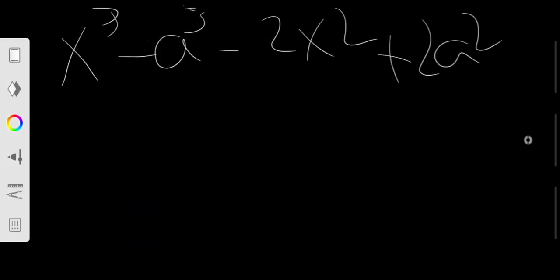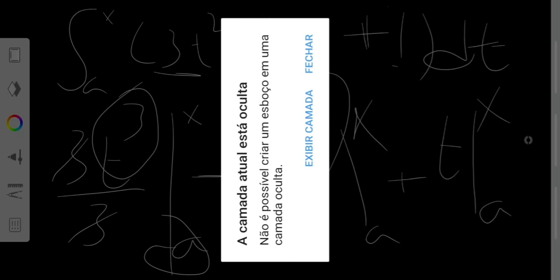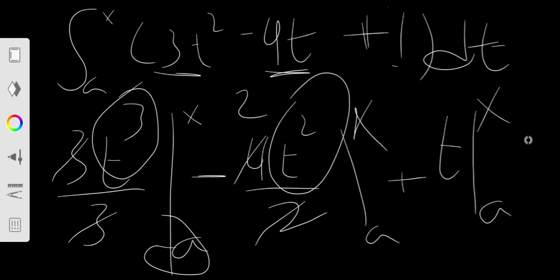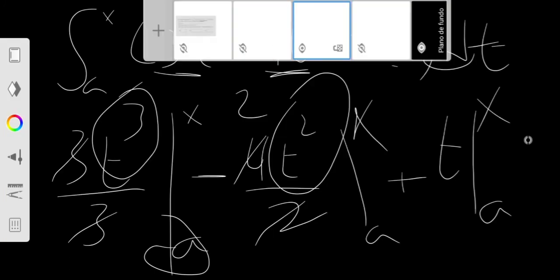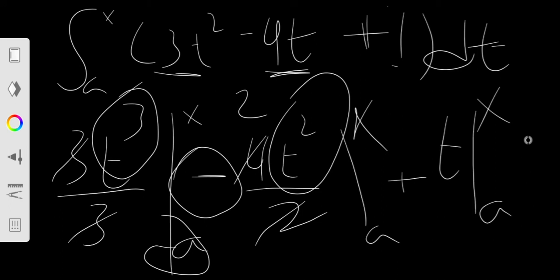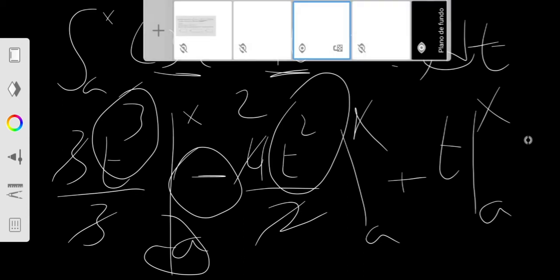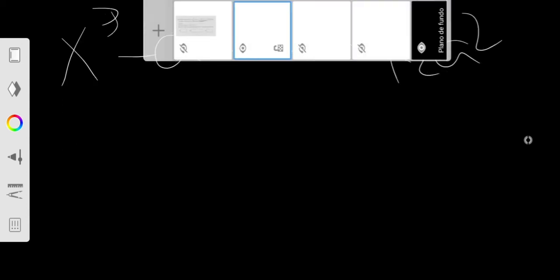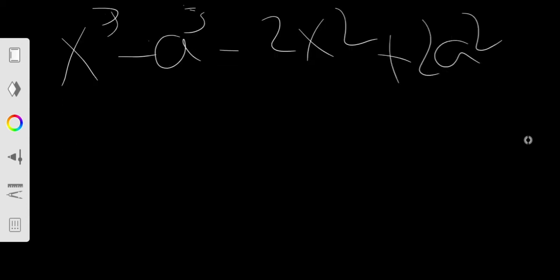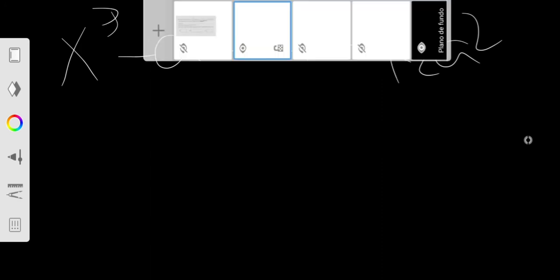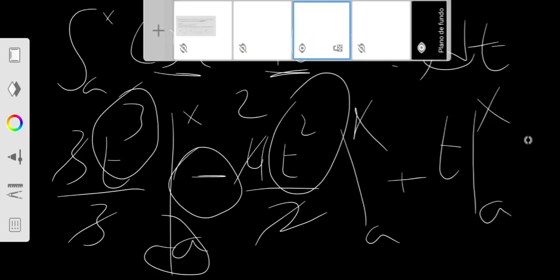Remember, look, this part over here has a minus, so your sign will change. It was going to be 2x squared minus 2a squared, but we have a minus outside, so the sign will change and you have minus 2x squared plus 2a squared. So let's go back over here.